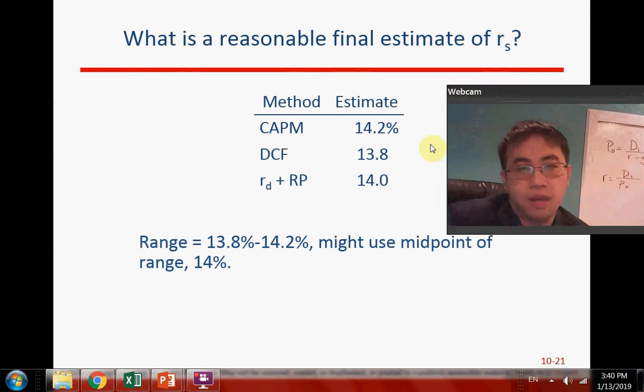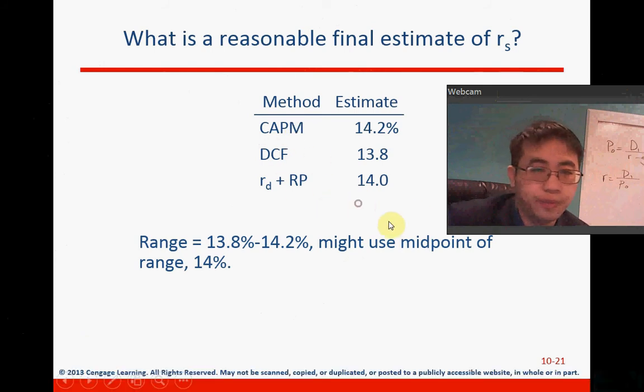In your test, I may ask you to use either CAPM or the discounted cash flow model or this risk premium method to get cost of equity. I will not ask you to use all three methods to solve all of them at once. I just pick one of them and ask you to use it.